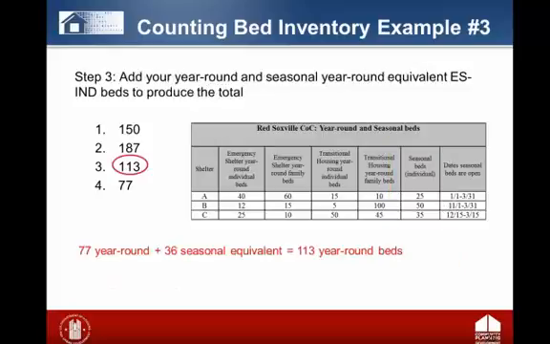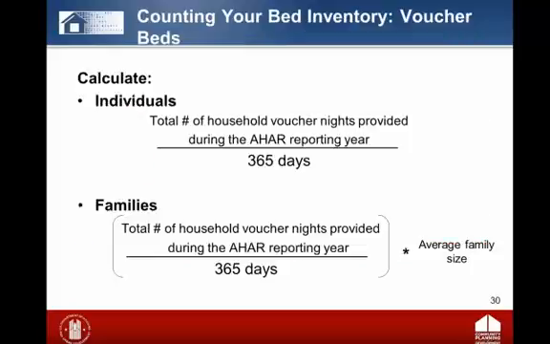Finally, simply add the 77 beds operating year-round to the 36 year-round equivalent seasonal beds to get your total of 113. Another common issue is developing a bed count when your community operates a voucher program.